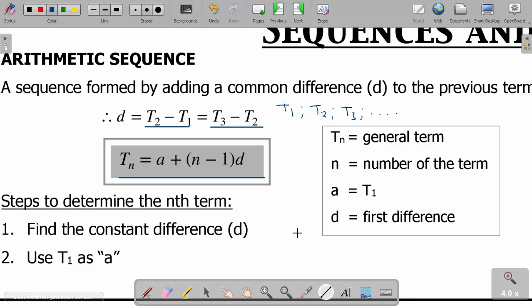Now we have the steps to determine the nth term. First of all, you find the constant difference, and then use T1 to write down your general term. After getting your constant difference, you put it where there is d, and then check the given sequence for a, substitute, and later simplify to have your general term. I hope we are still together.